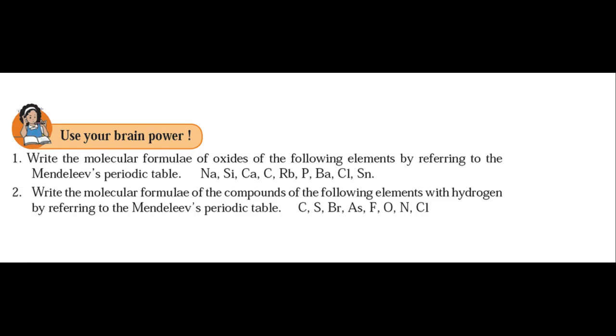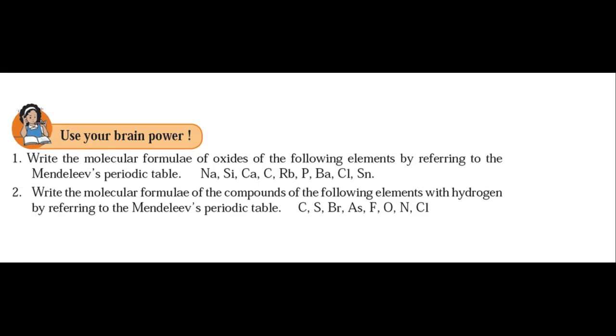Sodium is Na2O, SiO2, CaO, CO2, BaO. Phosphorus, it is P2O5. For Cl, it's Cl2O7. Let's move on to the next one.